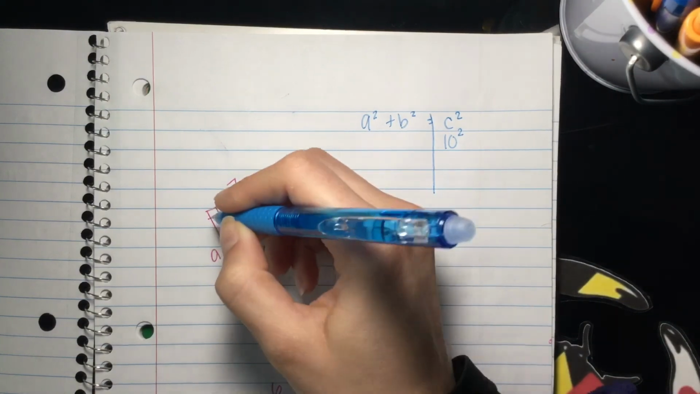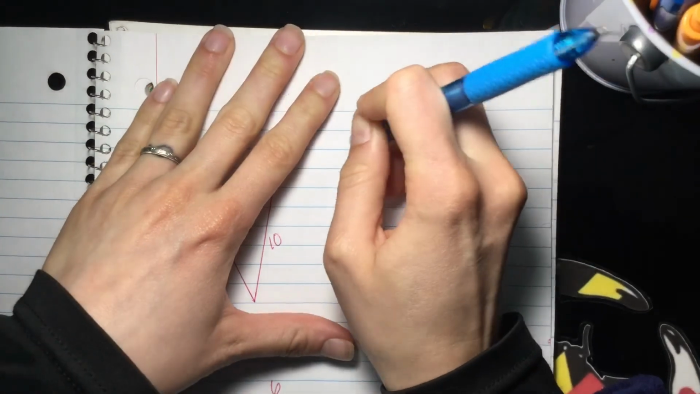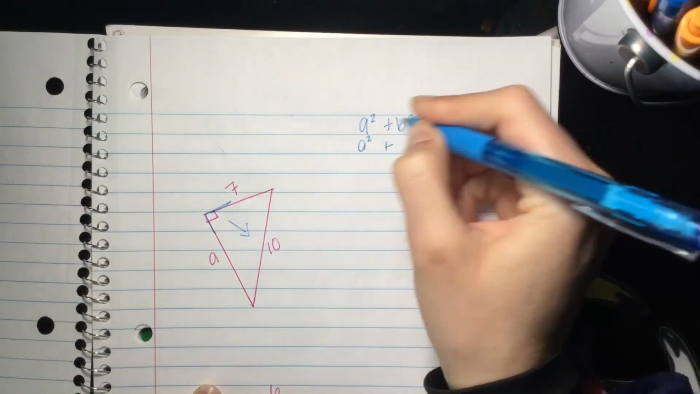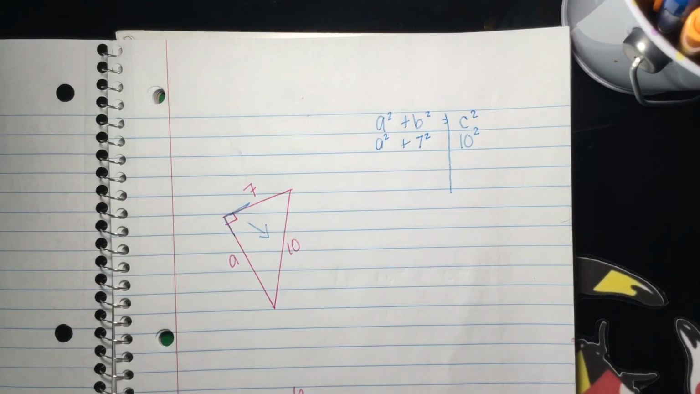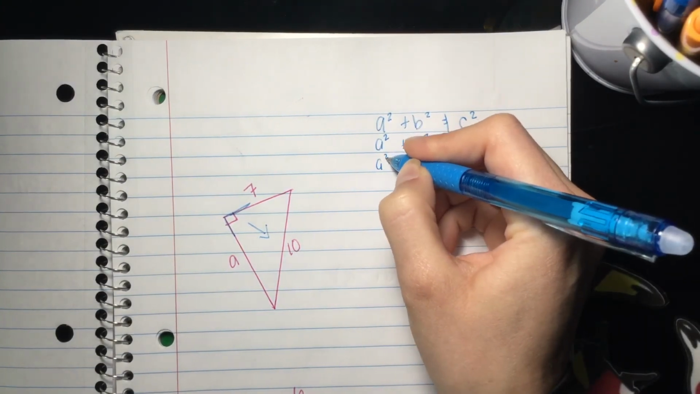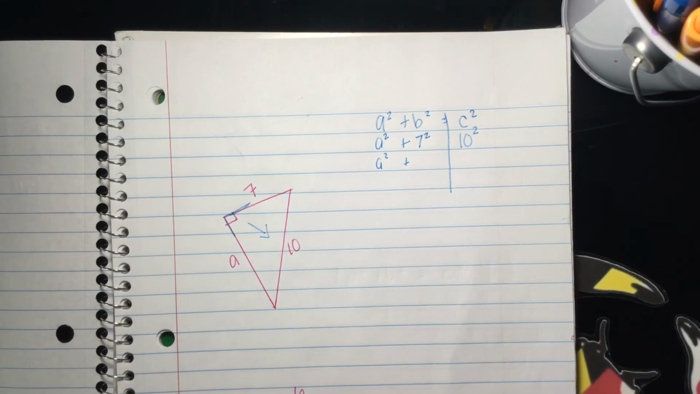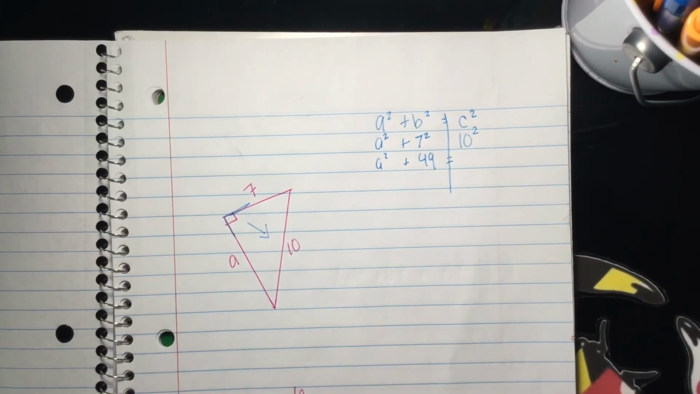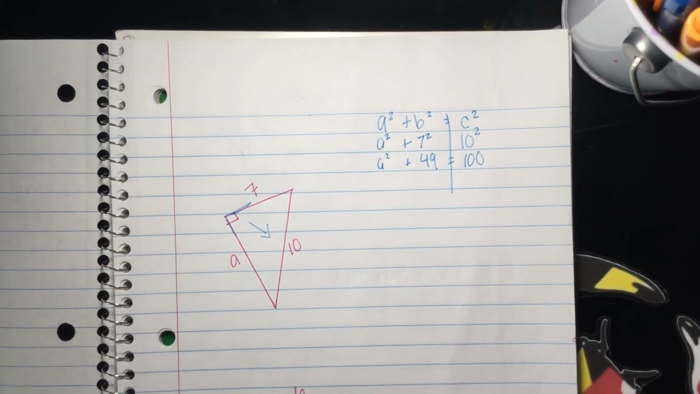Now we need to worry about the legs. So these would be the other legs. I'm going to start with 7. Let's work with just the a's. So I just have a squared plus 7 squared. Now we just have a squared plus 7 squared, and 7 times 7 is 49. And then we have 10 squared. What is 10 times 10? 100.